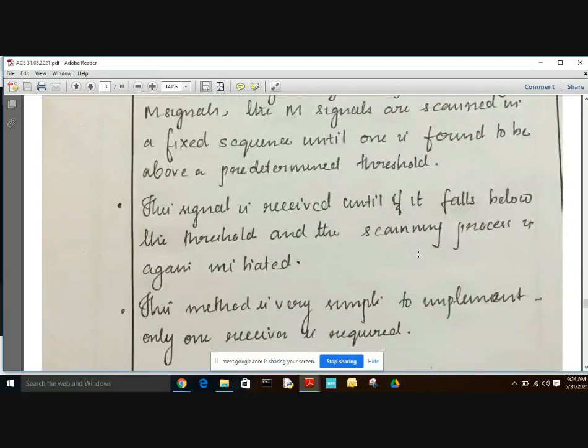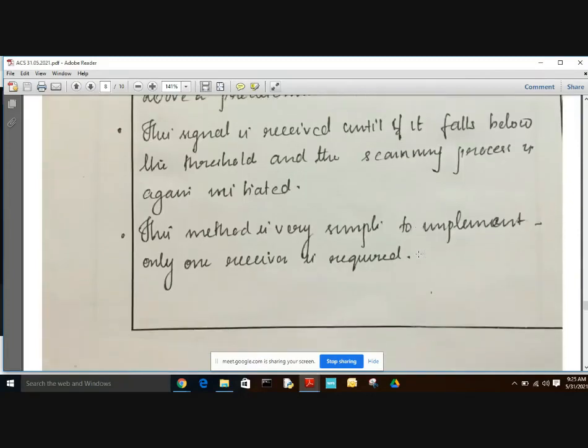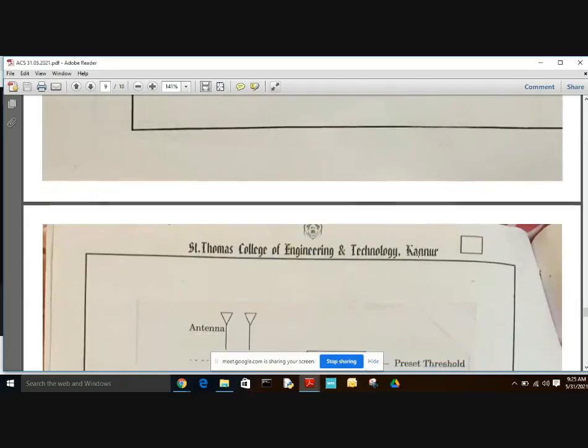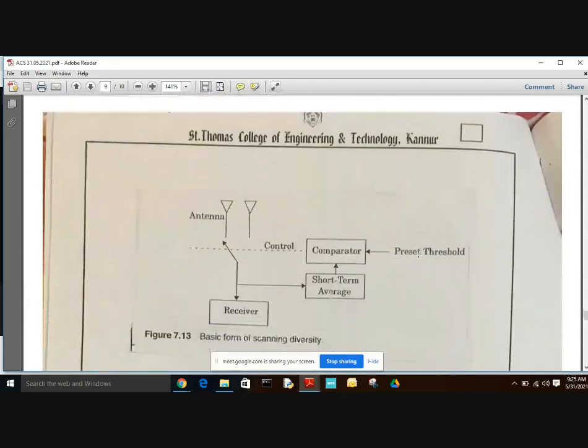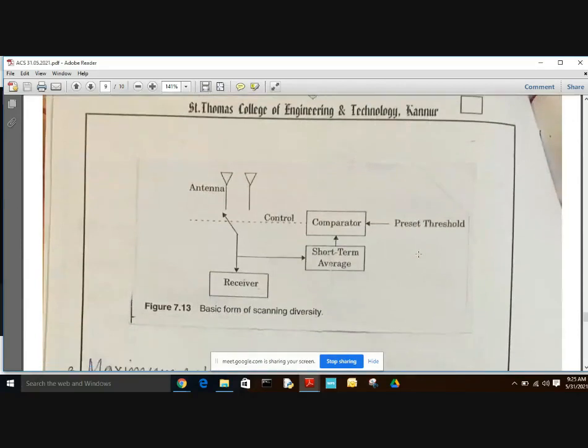If the received signal falls below the threshold, the scanning process is initiated again until a signal is found which is above the threshold value. This method is very simple to implement, as only one receiver is required. Here only one receiver is required. So this is a simple method, and this shows the basic form of scanning diversity.